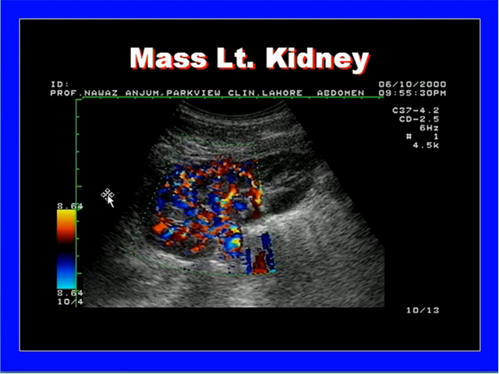Left renal mass, you can see involving the upper pole, contrast with the normal, and a Doppler image. You can see this mass is highly vascular.